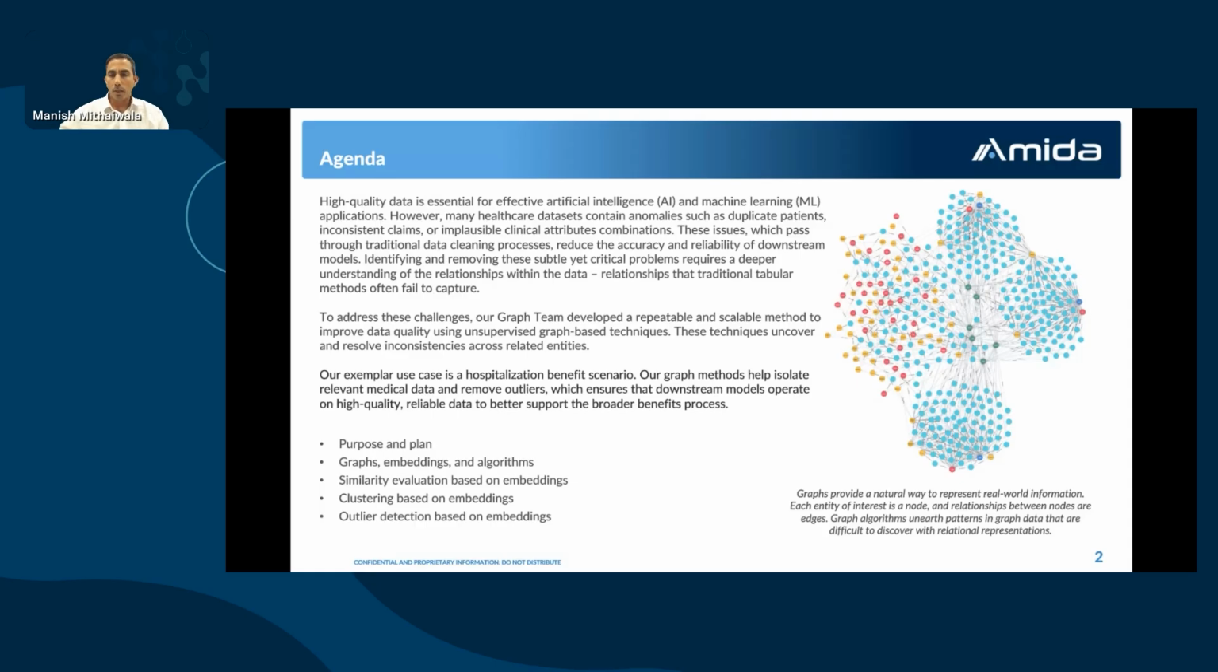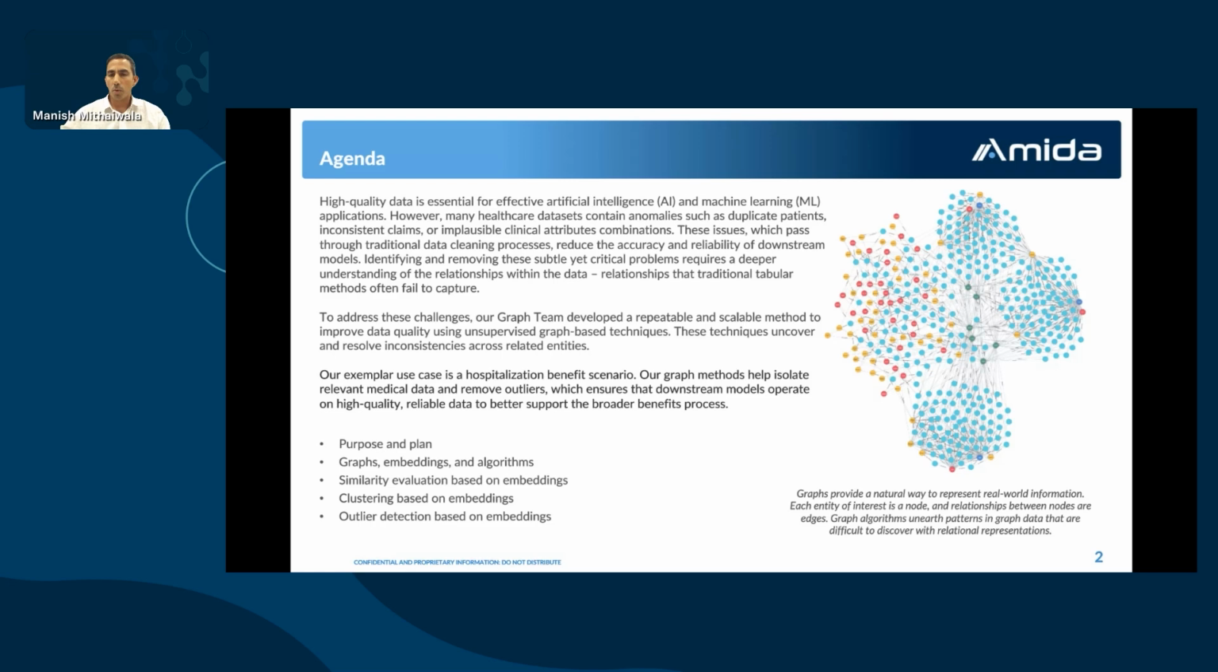To catch them, we need to understand the relationships in the data. Our graph team has built a repeatable, scalable approach that uses unsupervised graph techniques to help us improve data quality, resolve hidden inconsistencies, and uncover meaningful patterns.